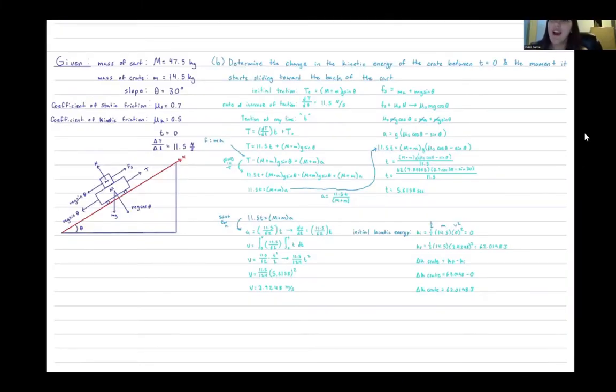Hello, I am Vivian Garcia, and I am doing part B of our sliding uphill without slipping problem for our final. So for part B, it asks us, determine the change in kinetic energy of the crate between time equals 0 and the moment it starts sliding towards the back of the cart.